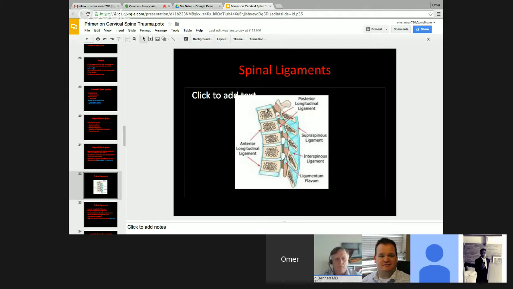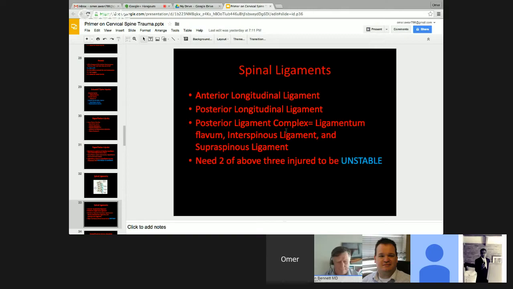The middle column refers to the posterior half of the vertebral body and the posterior longitudinal ligament. That's the middle column. And the posterior column, the posterior ligamentous complex, includes all the other ligaments: the ligamentum nuchae, the supraspinous ligament, the interspinous ligament, the ligamentum flavum. So there are 3 separate columns in the cervical spine, or the thoracic spine or the lumbar spine. The key is that a lot of residents and fellows ask me, what do you need to call an unstable injury? A lot of residents don't understand this, but for there to be an unstable cervical spine injury, 2 out of these 3 columns that I just explained have to be injured.